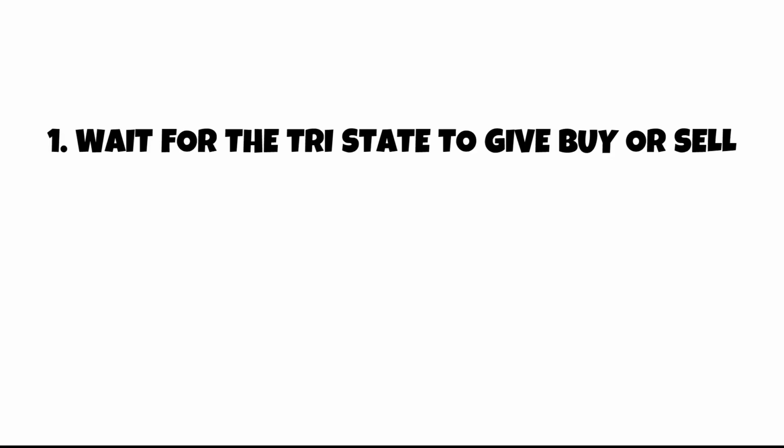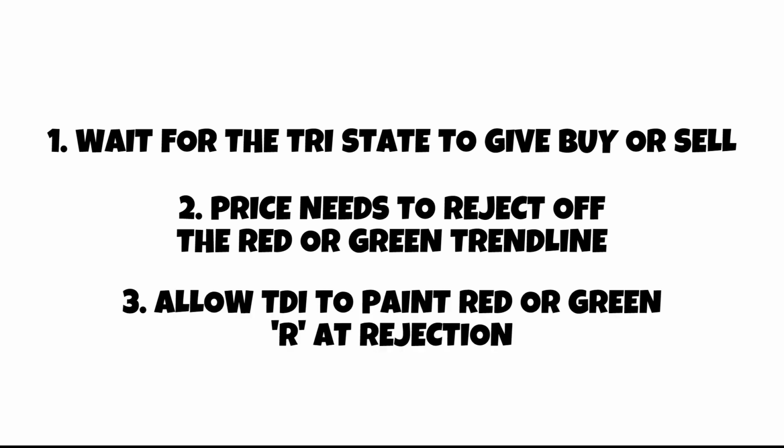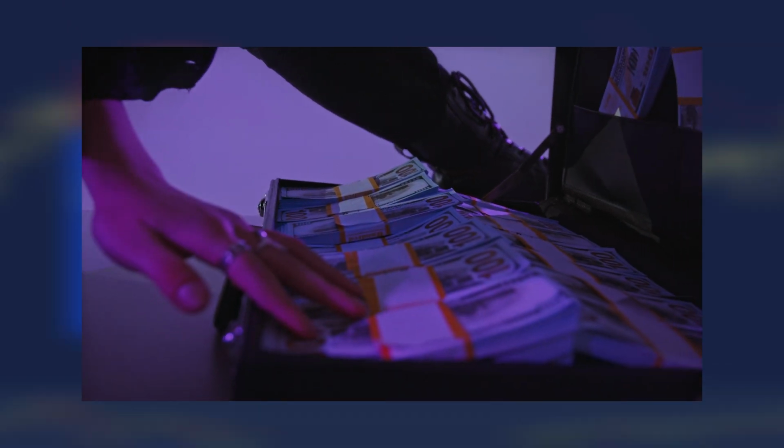But just remember, all you have to do is wait for the tri-state to give you a buy or sell label trade, then wait for price to reject back to the trend line, and then finally to allow the TDI to confirm the trade entry with the red or green R labels. But now that this easy beginner strategy is explained, I am now going to go and show you the results from 100 trades.